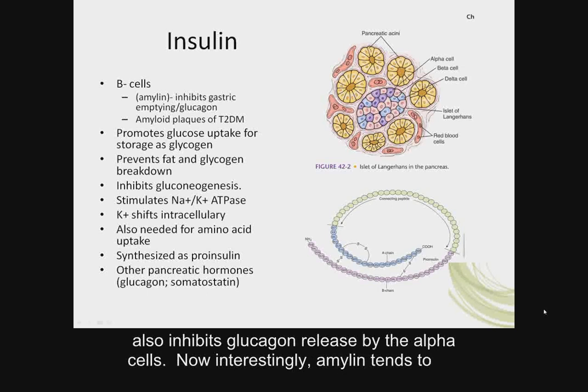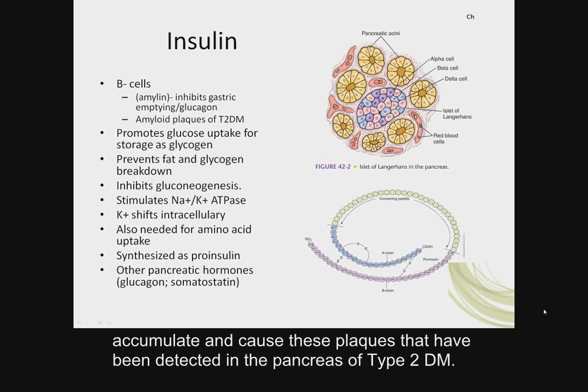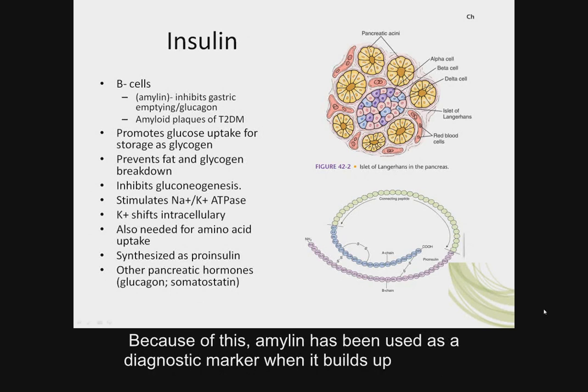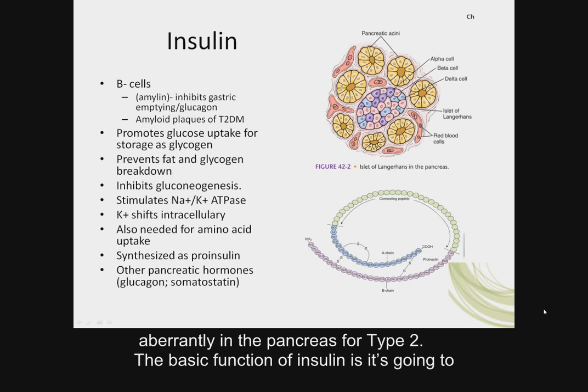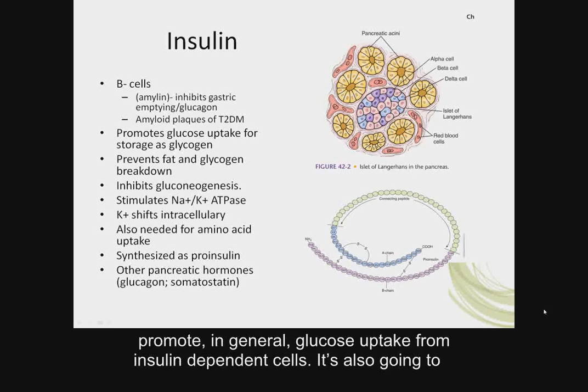Now, interestingly, amylin tends to accumulate and cause plaques that have been detected in the pancreas of type 2 DM patients. Because of this, amylin has been used as a diagnostic marker when it builds up aberrantly in the pancreas for type 2. The basic function of insulin is it's going to promote, in general, glucose uptake from insulin-dependent cells.